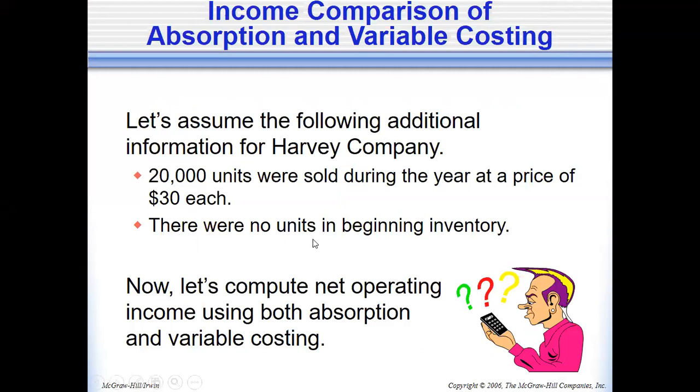Okay, so income comparison. Let's assume the following additional information for Harvey Company. A while ago, we had 25,000 units produced, but we sold only 20,000 of that at a price of $30 each. Therefore, there are 5,000 units in ending inventory, but no units in beginning inventory. Now, let's compute the net operating income using both costing methods.